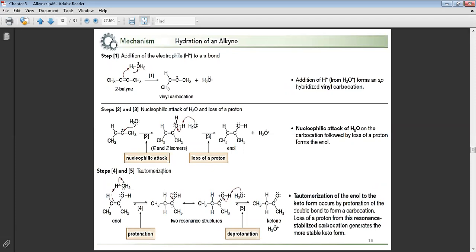That means, if I say to you, write the mechanism for the hydration of an alkyne, I give you the alkyne. How many steps do we have? 5. Step number 1, step number 2, step number 3, step number 4, step number 5. Okay, 5 steps.